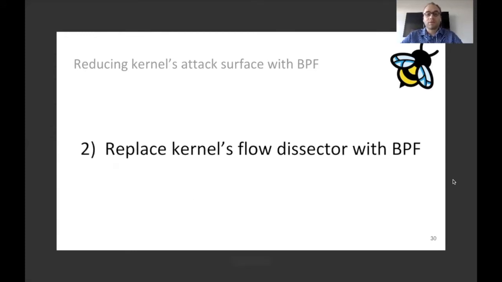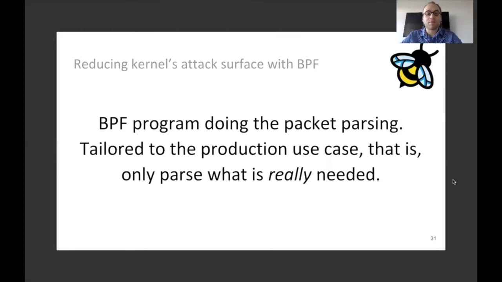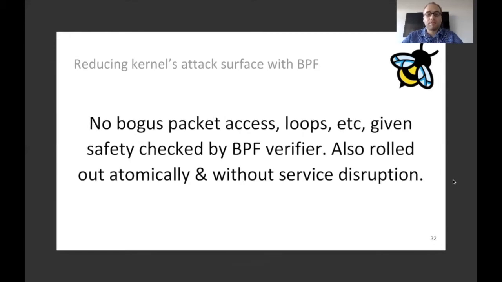The other option would be to replace the kernel's flow dissector with a flow dissector written in BPF. And that is possible today. BPF programs are used here for the packet parsing, and they can be tailored to the production use case that you have, which also means that it doesn't have to have all the code for all the different protocols, but you can restrict it to what you really use in production. And because it's BPF and it goes through the verifier and the safety check there, you don't have any out-of-bound access to the packet, for example, or looping forever. Otherwise, it would be rejected. And that can also be rolled out atomically without service disruption.